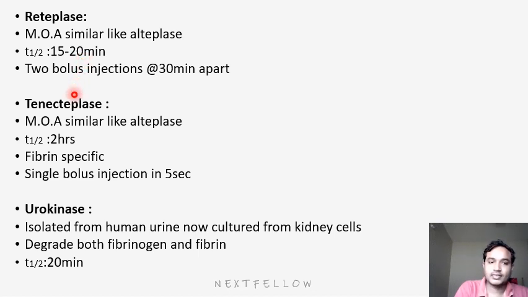Next is tenecteplase. Its mechanism of action is similar to altiplase. The half-life is 2 hours. It is also fibrin specific and more expensive. But it is given as 1 injection, very rapidly, within 5 seconds.